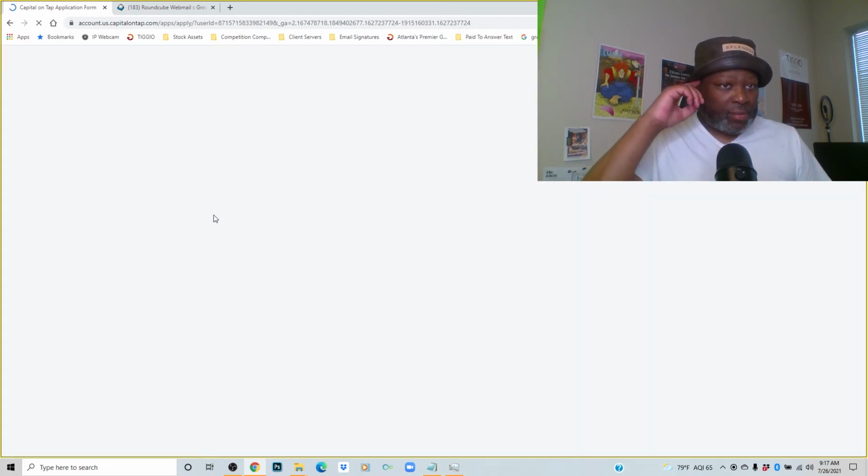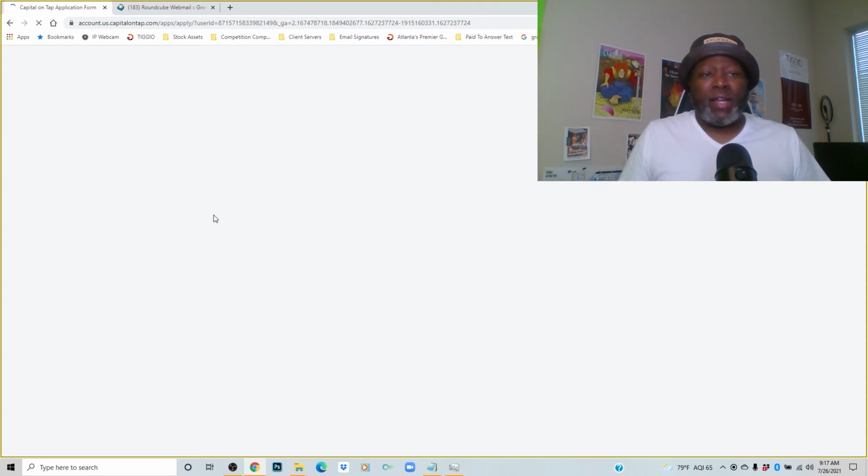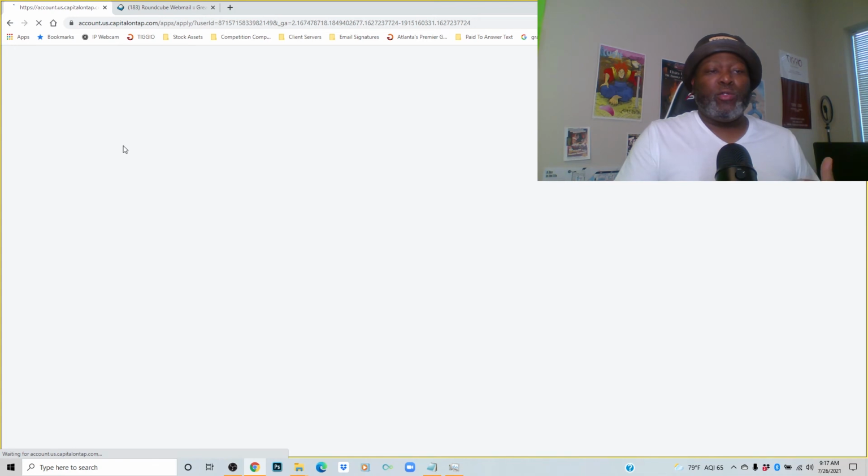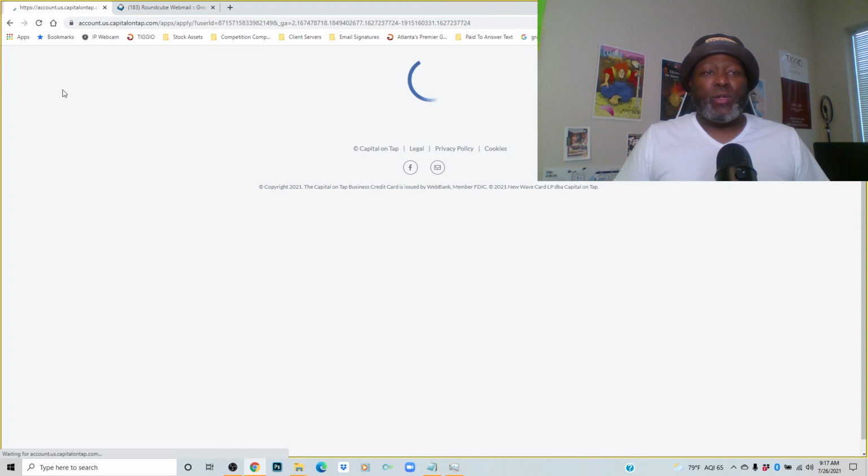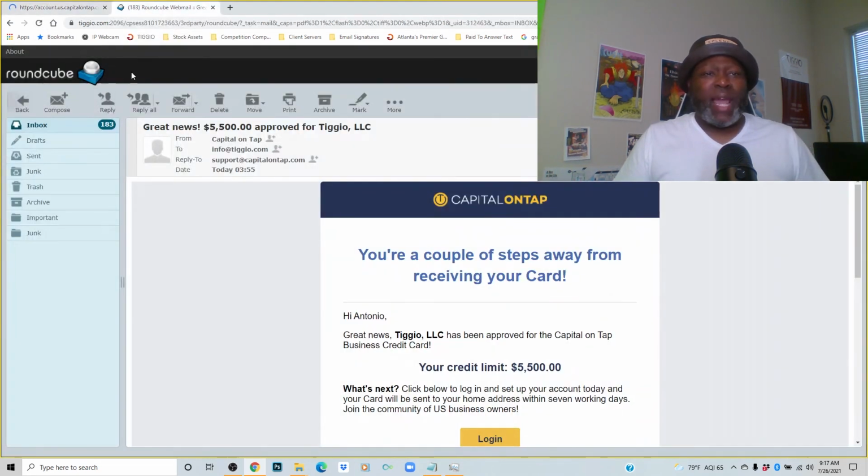You can apply for this card as a sole proprietor, an LLC, or a corporation. And that's good, because they have different tiers that you can use. For example, if you're an Uber driver or Lyft driver and you want to have a card on file where you can purchase gas and things of that magnitude, you're still a business owner as a sole proprietor, so you can still apply for the card. So I don't know what's going on with the application, but let's dive in.